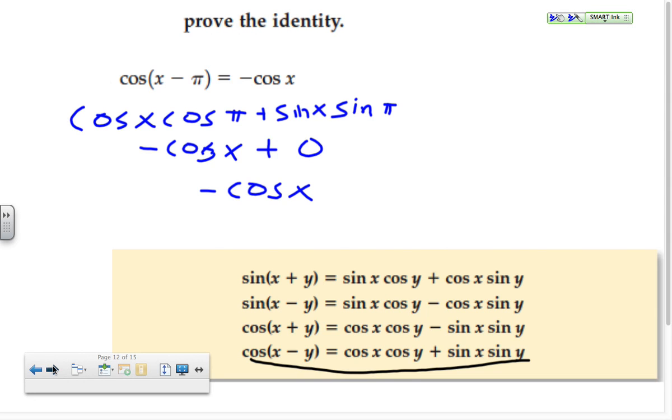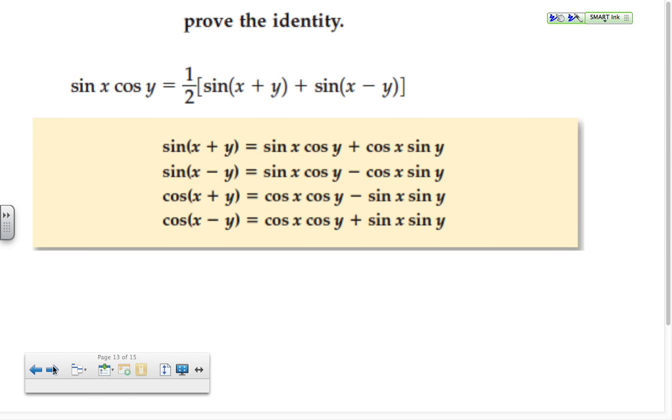Now I have one more. I want to prove this one. Now, this is a tricky one. If you look at this, you have sine x cosine y equals 1/2 times sine x plus y plus sine x minus y. Whenever you approach a proof, you can do it in many different ways. I looked at this and I said it's going to be much easier for me to manipulate the right side of the equation instead of the left. So we're actually going to use this side of the equation to prove the left side.